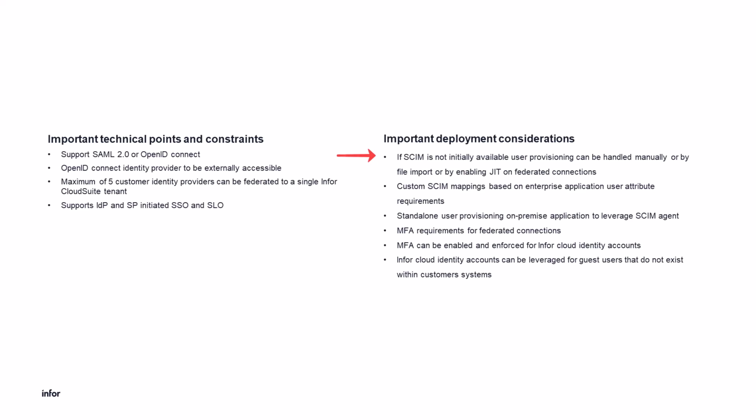There is also an option to use JIT, or just-in-time, for federated connections. You may also require custom SCIM mappings for your user attribute requirements. If you have an IDP which does not support SCIM, Cloud Suite customers are entitled to an on-prem IFS standalone application to be used for user provisioning and leveraged as a SCIM agent if required.